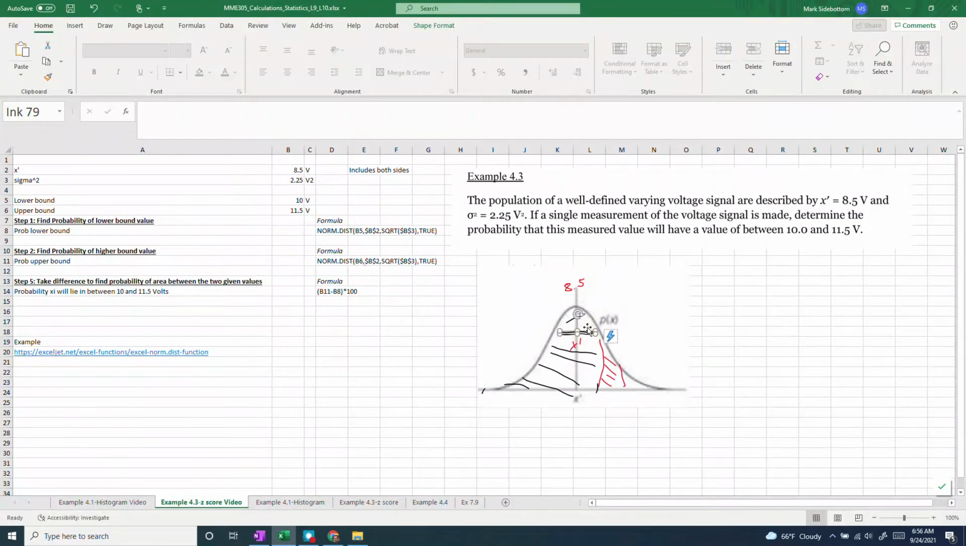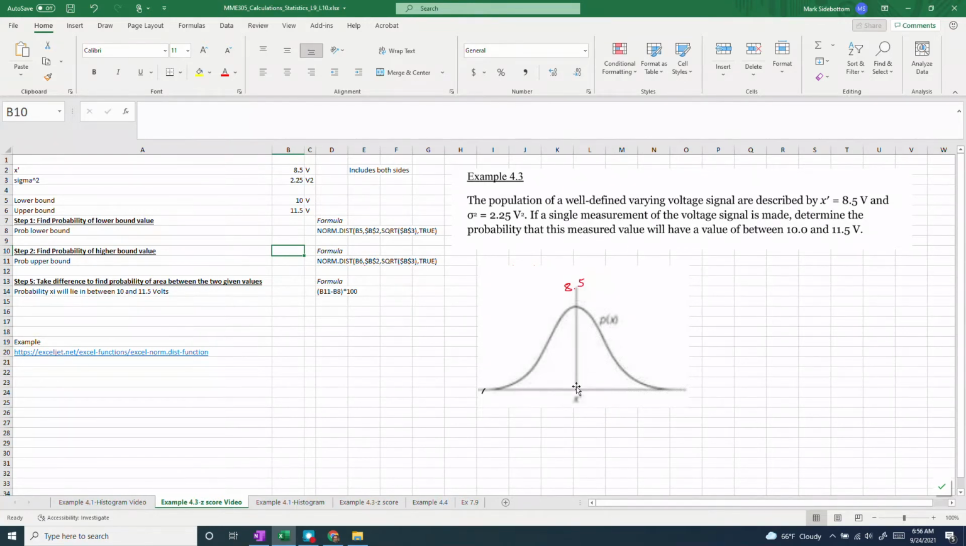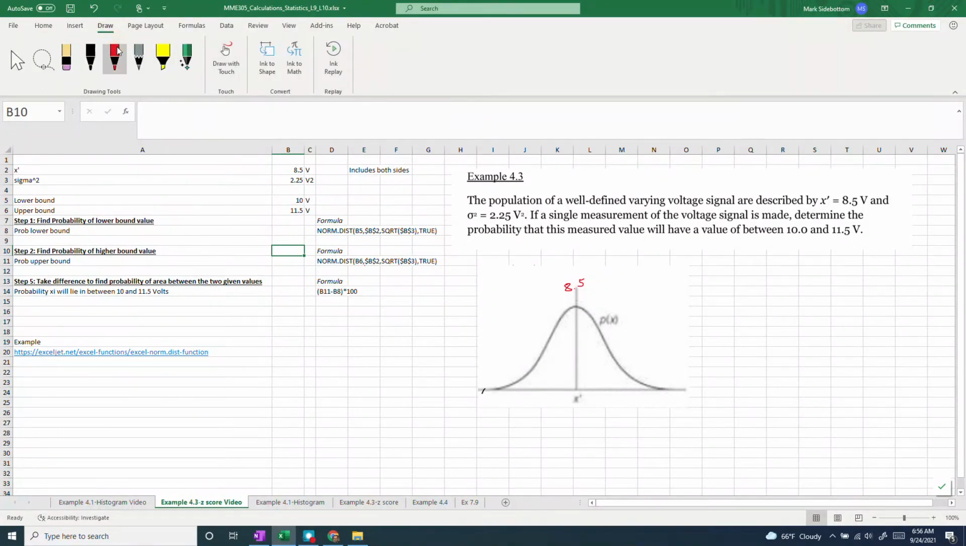If we look at our bell curve here, we'll notice that our mean is in the center, and the range we're interested in is on the right-hand side of the bell curve, something like this. So we're interested in this particular area of the bell curve between 10 and 11.5.